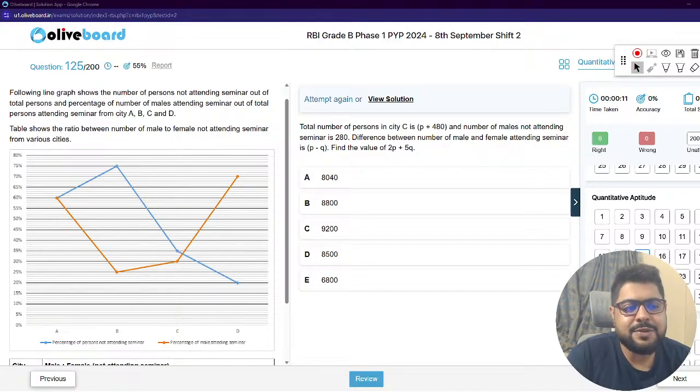So female is how much, sir? The remaining must be female, the 70%. They are asking the difference, which is given. So the difference is 40%, sir. This is the total number of people who have attended. 40% of that is the difference, which is given as P minus Q.